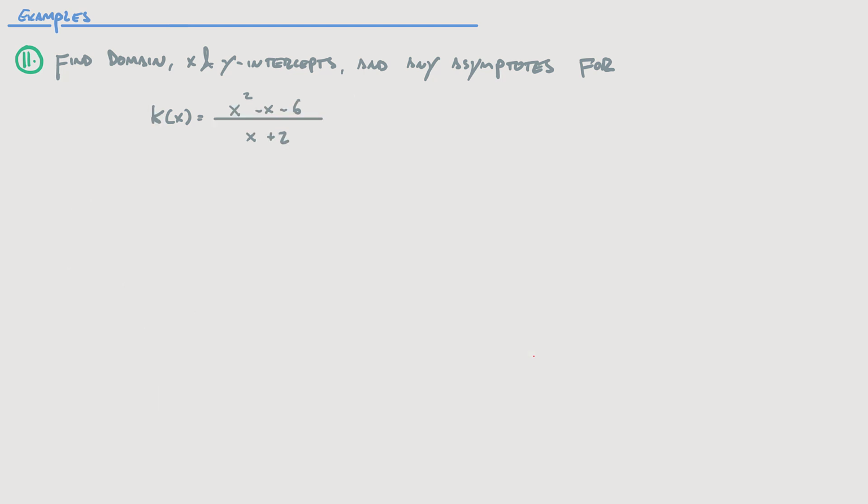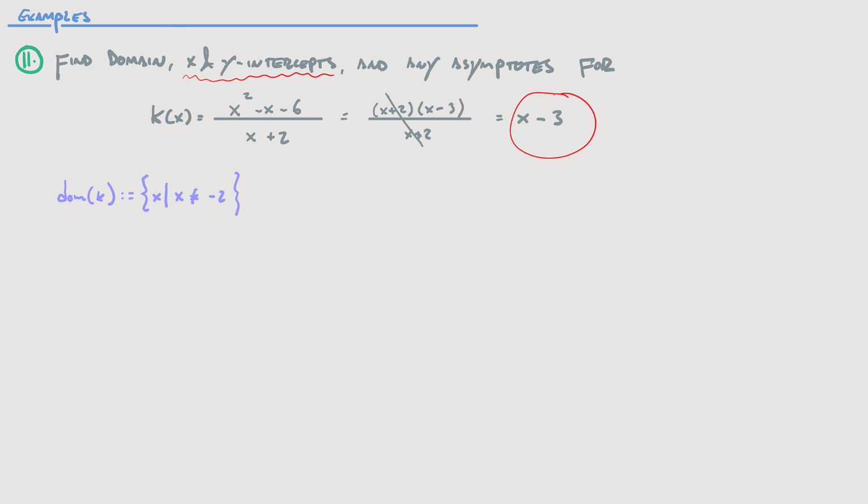Example number 2. K of x is equal to x squared minus x minus 6 divided by x plus 2. Again, let's start with the domain, and the only thing that makes the denominator 0 here is negative 2. I don't even have to factor the denominator here. It's already factored. It's a linear factor there. To find x and y intercepts, though, I will simplify. So that's another thing I didn't really say at the beginning, but when you're finding x and y intercepts, you're allowed to use just the simplified fraction, which in this case is just a line.